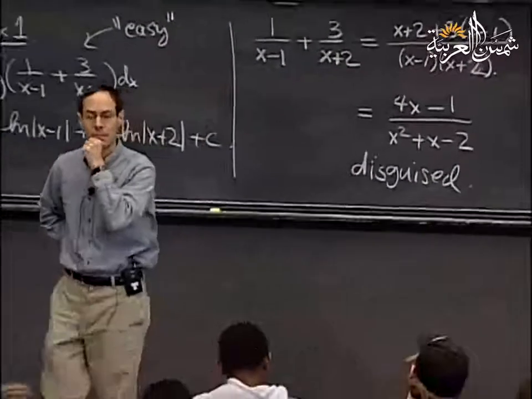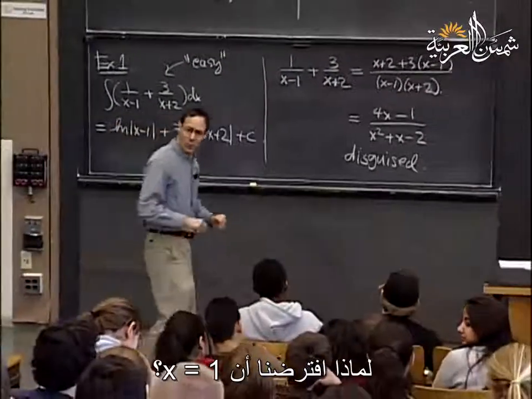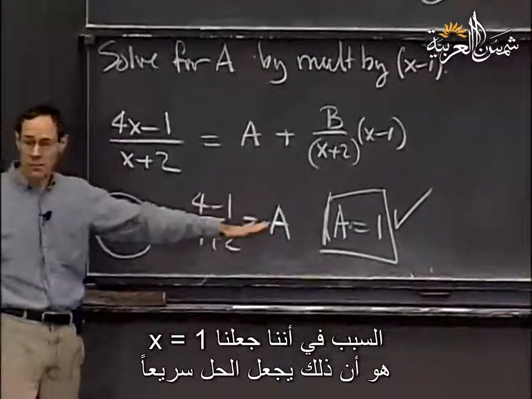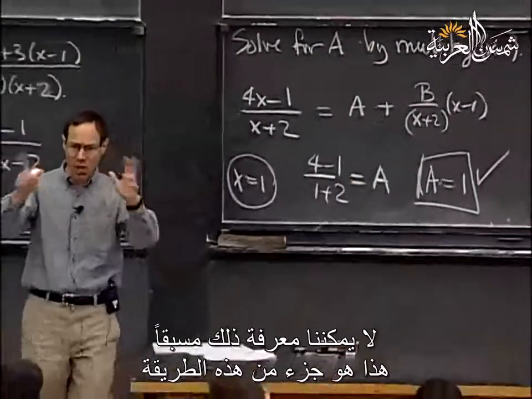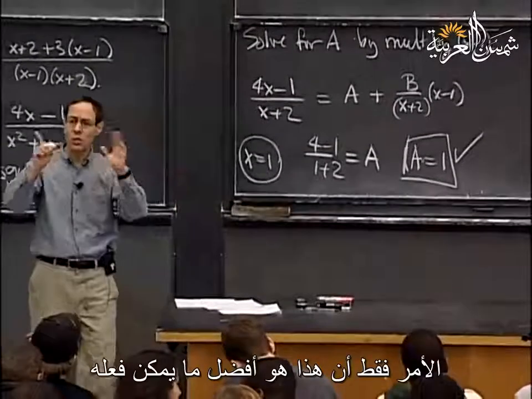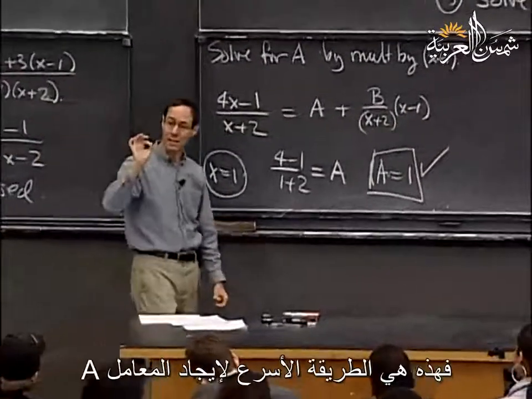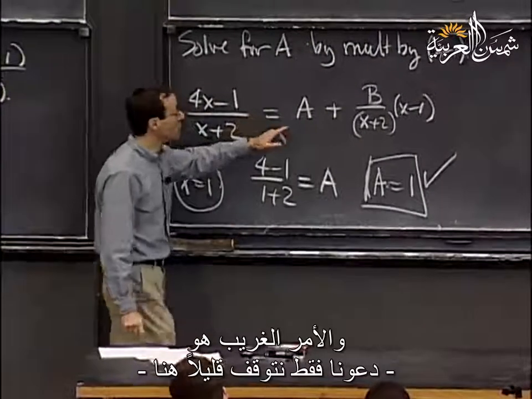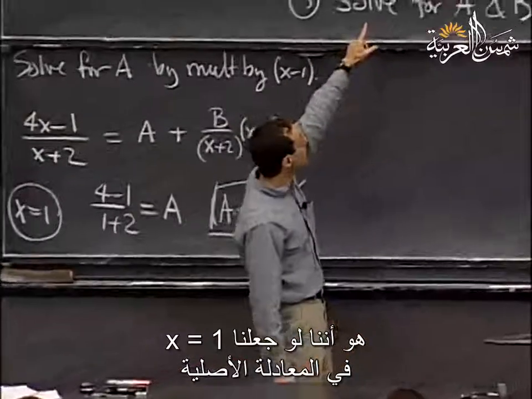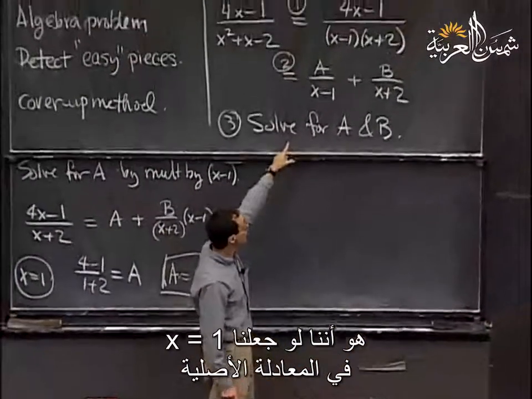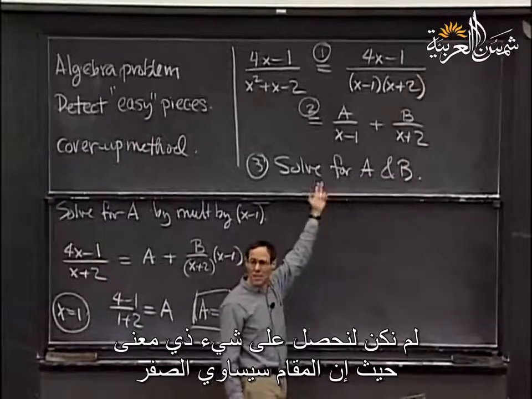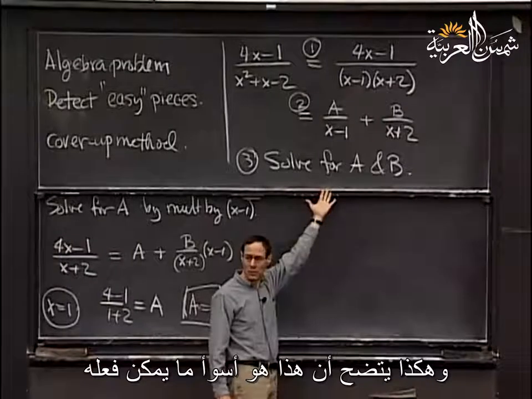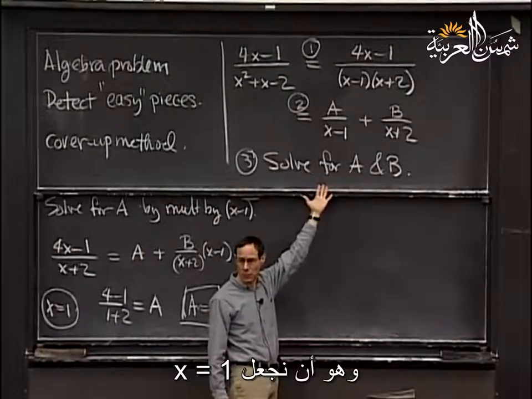Another question. Why did I set x equals 1? The reason I set x equals 1 was that it works really fast. You can't know this in advance. That's part of the method. It just turns out to be the best thing to do, the fastest way of getting at the coefficient A. Now, the curious thing, let me just pause for a second. If I had plugged x equals 1 into the original equation, I would have gotten nonsense because I would have gotten 0 in the denominator. And that seems like the most horrible thing to do. The worst possible thing to do is to set x equal to 1.